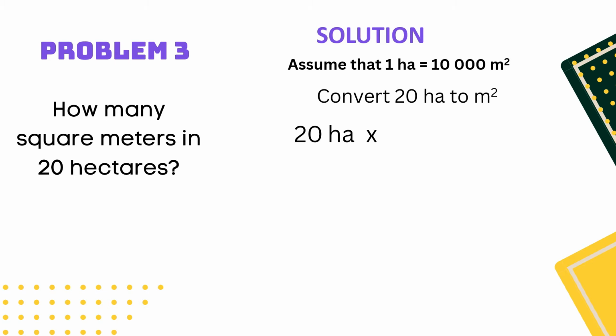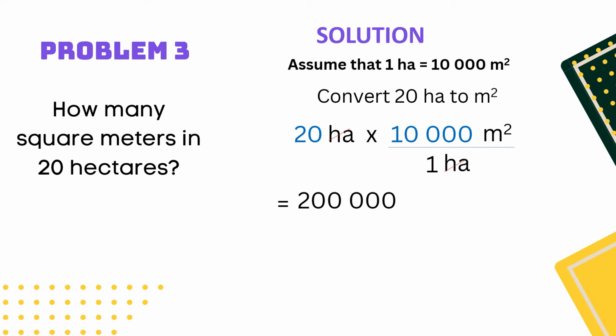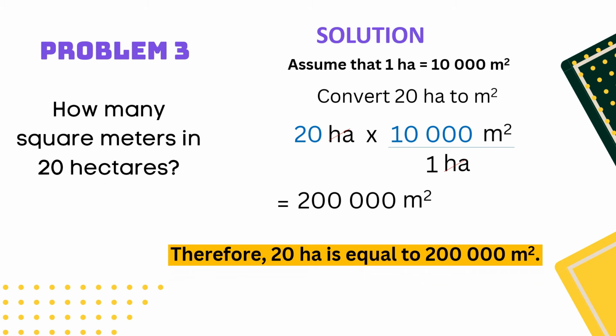20 hectares times 10,000 square meters over 1 hectare. We put 1 hectare below so that we can cancel hectare. Then let's multiply. 20 times 10,000 is equal to 200,000. Then we're going to copy the unit of measurement, which is square meters. Therefore, 20 hectares is equal to 200,000 square meters.